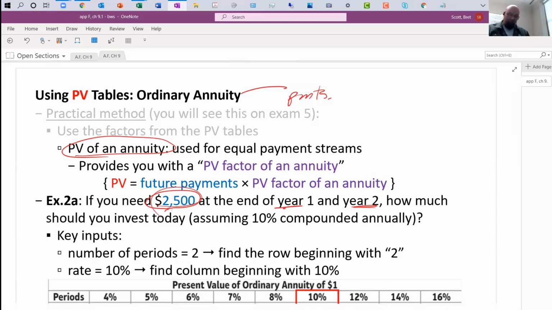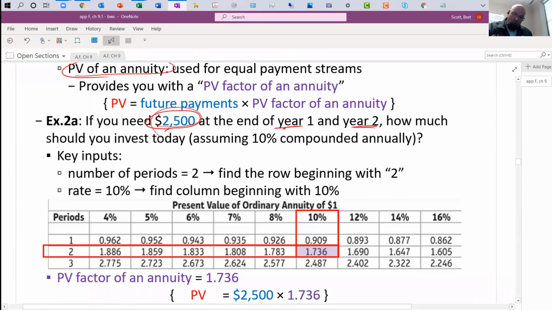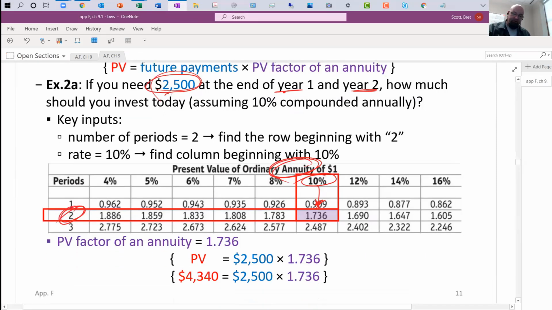Use the annuity table. When I look at the annuity table, and this is how you know you're at the annuity table, it actually tells you at the top. It's an annuity, meaning payments. It's a fancy phrase for just saying regular payments. Do the same thing. Go down to row 2, go to the percentage column, go down. And in this case, it's 1.736. Don't worry about why it's different. I can explain that to you later if you want.